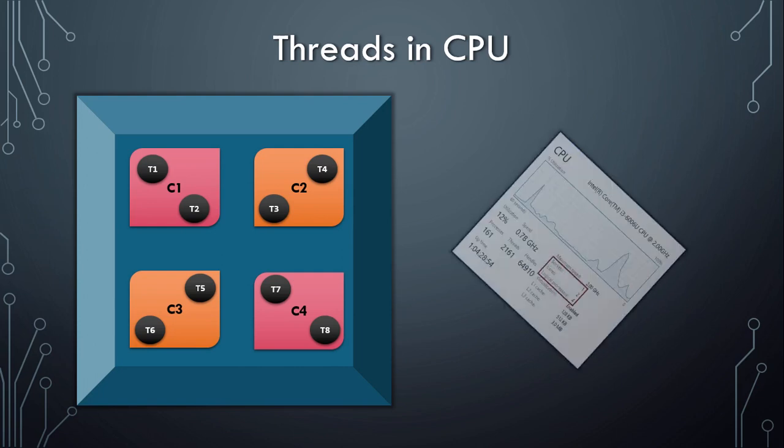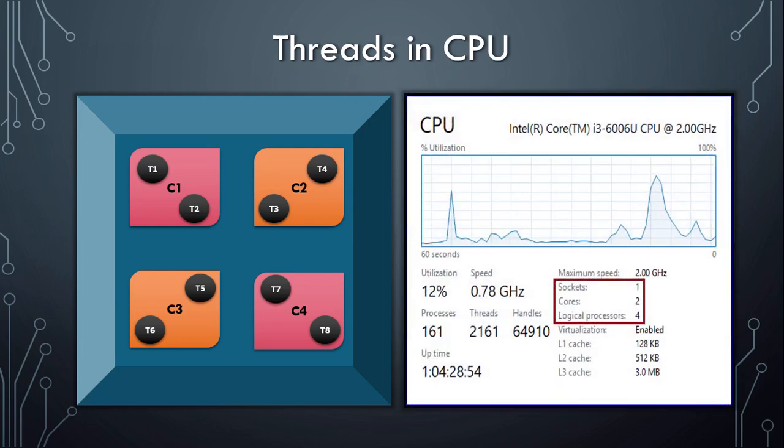So let's have an example. In this screenshot you can see this is an i3 6th generation CPU, and you can see the highlighted portion which says it has one socket, 2 cores, and logical processors are 4. That means it has one physical processor chip which has 2 cores, so it is a dual core CPU, and the logical processors are 4, that means it has 4 threads.